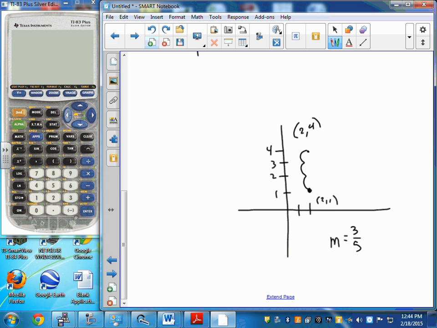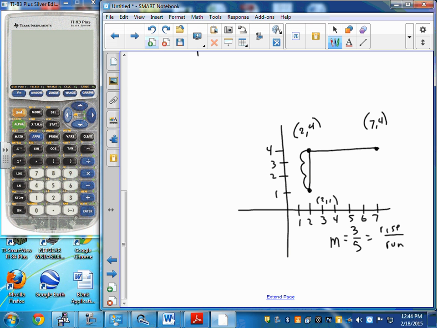So that's that. But now I would want to run 5 units. Remember, this is rise over run. So from there, I have to run 1, 2, 3, 4, 5. That puts me over to here, right? Going 5 units to the right. So we went 3 units up, 5 units to the right. This is the ordered pair 7, 4. And just double check: 1, 2, 3, 4, 5, 6, 7.